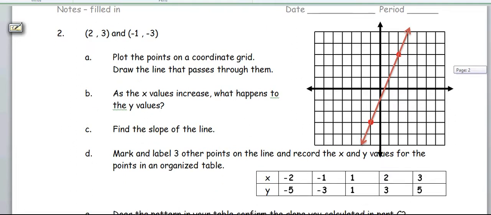Number 2, I've already plotted the points and drawn my line. In fact, I've already filled in my values down here. But it says as the x values increase, what happened to the y values? If I go over 1 on my x and look at that, I've got a y value that has gone up. So it is increasing. So the y values increase.